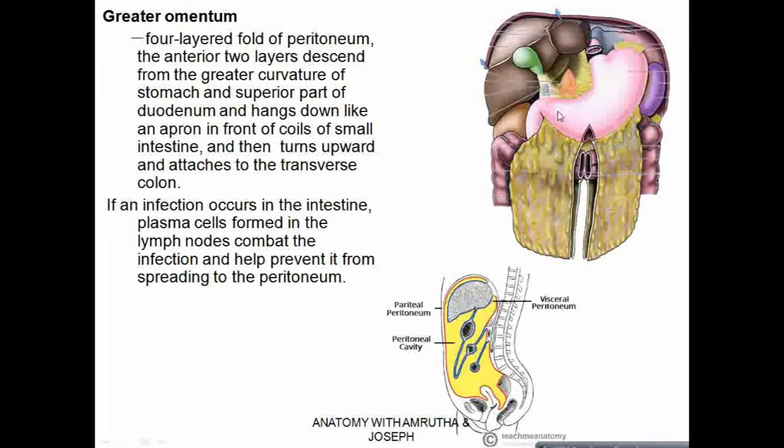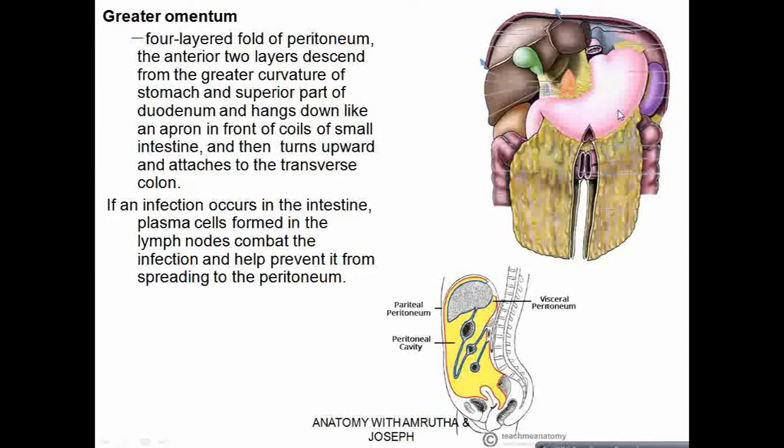So what we can see here is the stomach, the greater curvature, and the lesser omentum covering it. This is the anterior layer, the first layer of the lesser omentum, that covers the anterior surface of the stomach and reaches the greater omentum.